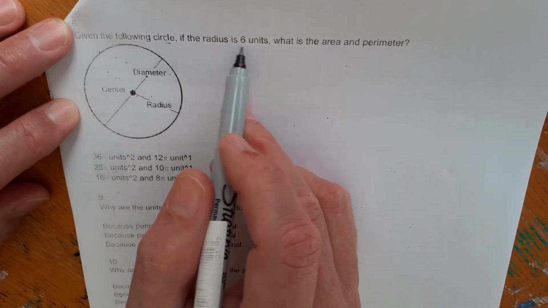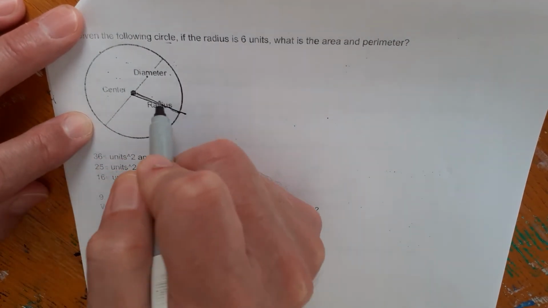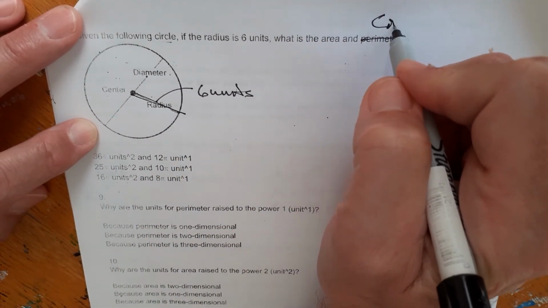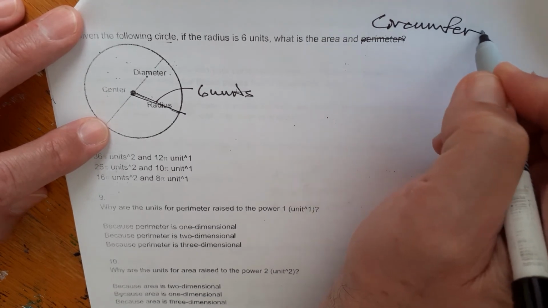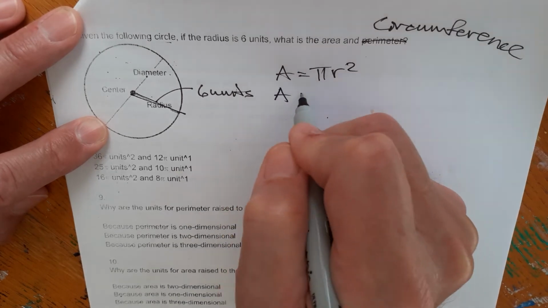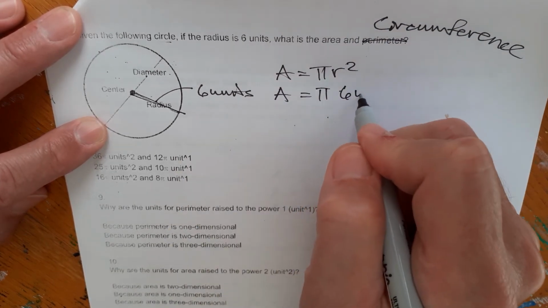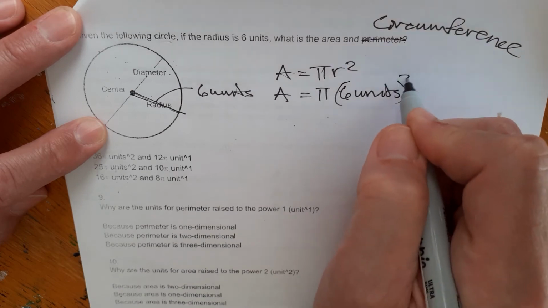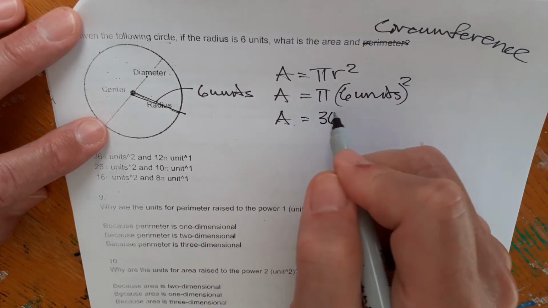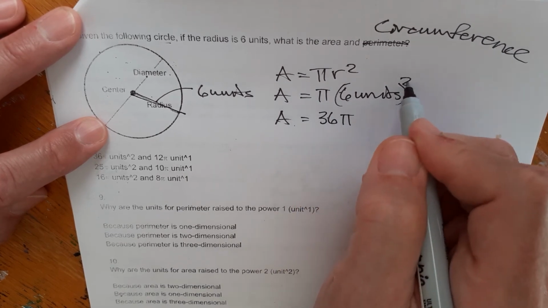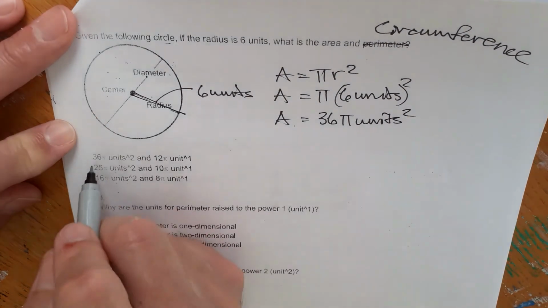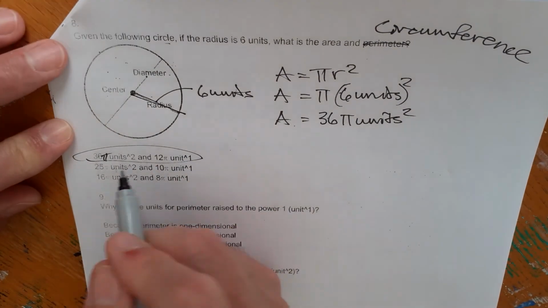So given the following circle, if the radius is 6, so now they're giving us a radius here of 6 units. What's the area and perimeter? Area equals pi r squared. Area equals pi 6 units squared. Area equals 36. So 6 times 6 is 36. There's a pi. I'm going to keep that in there. And then units times units is units squared. So 36 pi units squared.